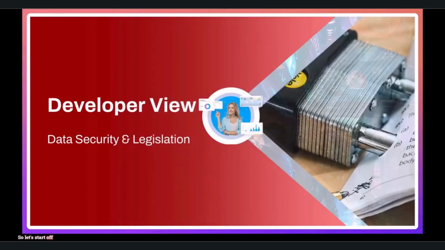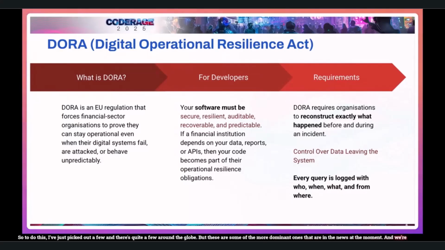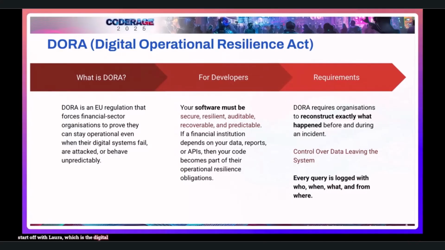So let's start off with having a look at some of the data legislation and security challenges that we need to be aware of and how we can help in those areas. To do this, I've just picked out a few. There's quite a few around the globe, but these are some of the more dominant ones that are in the news at the moment. We're going to start off with DORA, which is the Digital Operational Resilience Act.